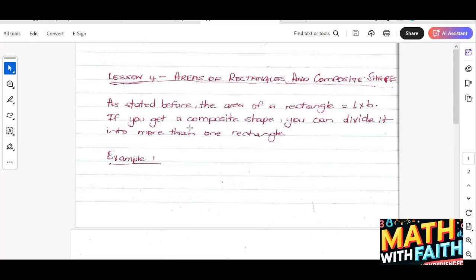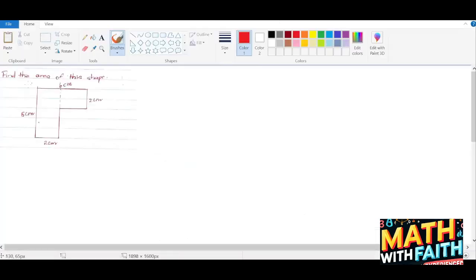So if you get a composite shape, a shape with several shapes that you can identify and separate it into, it's called a composite shape, and you can divide it into more than one rectangle or more than one shape, as the case may be. So let's look at our example. In our example, we are asked to find the area of this shape.